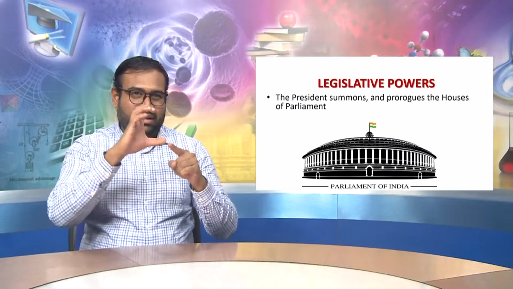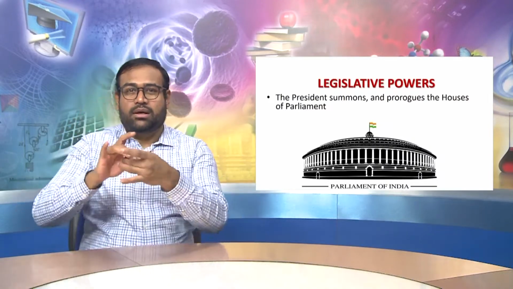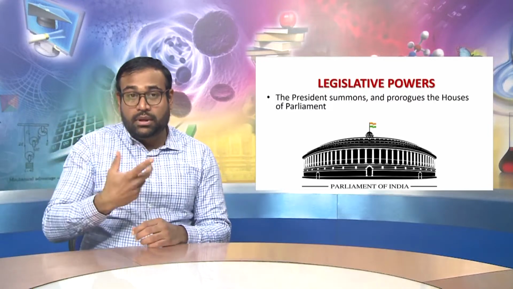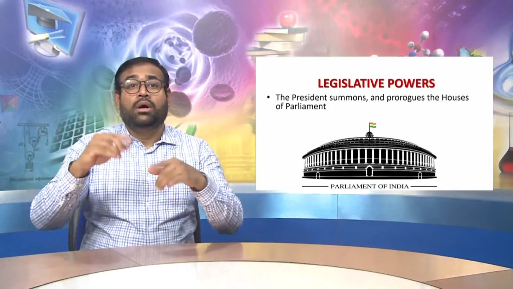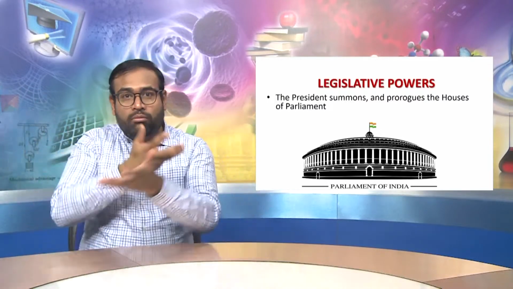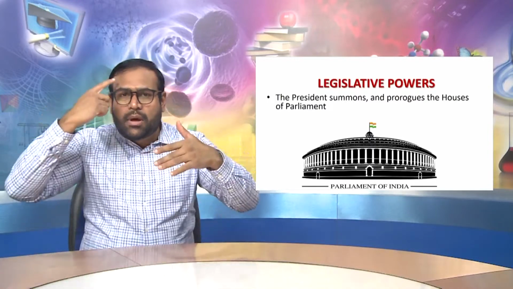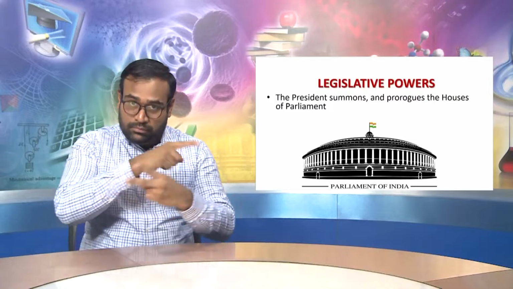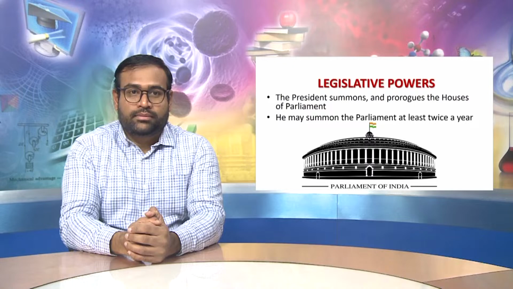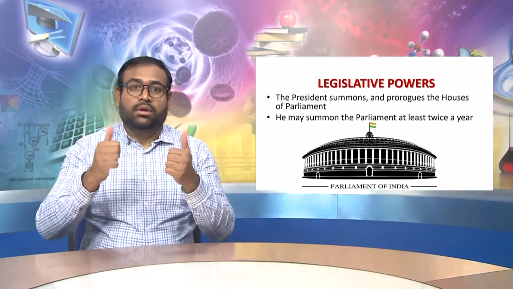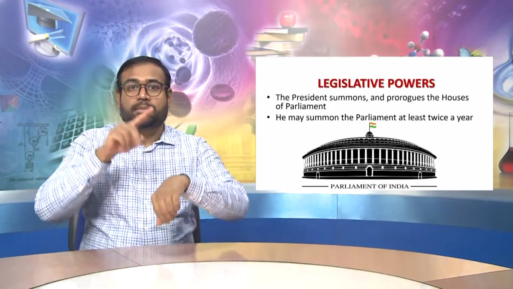As you can see in the heading, legislative powers. The president summons and prorogues the Houses of Parliament. The president anytime can summon or postpone the Houses for meeting. He may summon the Parliament at least twice a year.